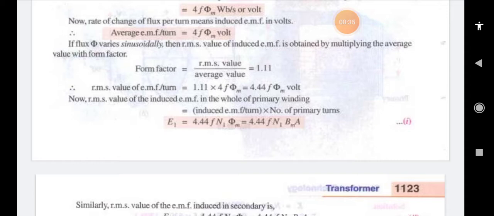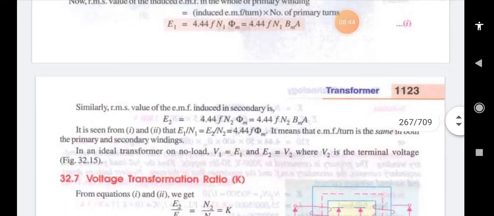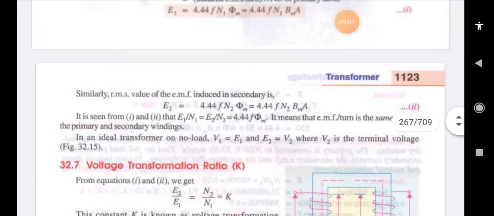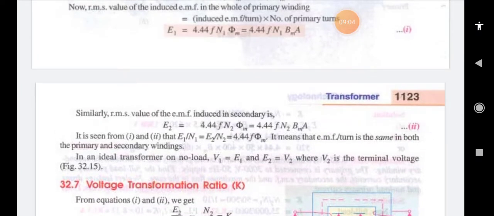Now the RMS value of the induced EMF in the whole of primary winding is equal to induced EMF per turn into number of primary turns, that is E1 is equal to 4.44 F N1 phi m, which is equal to 4.44 F N1 Bm into A. Similarly, E2 is equal to 4.44 phi m F N2. Again, it is equal to 4.44 F N2 Bm into A.